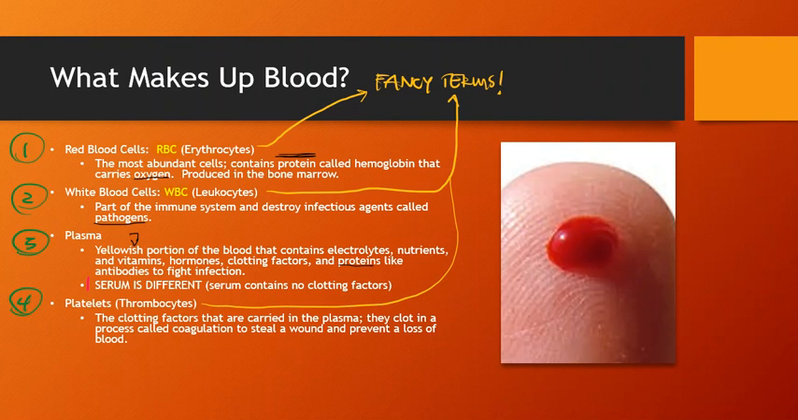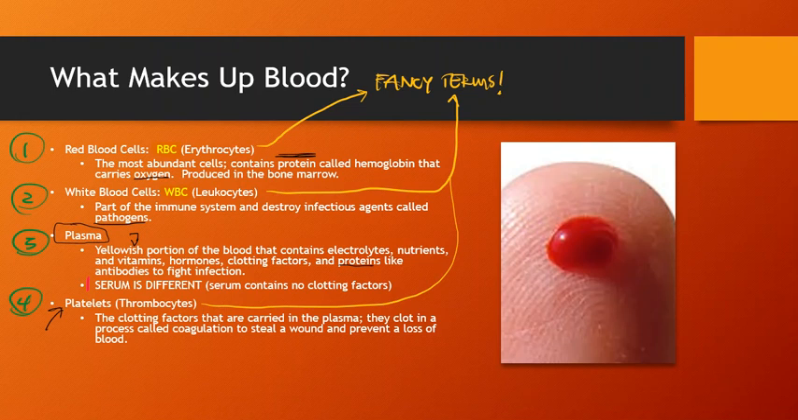So I want to go back to number 3 here because I skipped over something on purpose. It looks like plasma is everything that's down below, right? And then it looks like at number 4, we kind of took these clotting factors and we've identified these clotting factors with a different name. We called them platelets or thrombocytes.